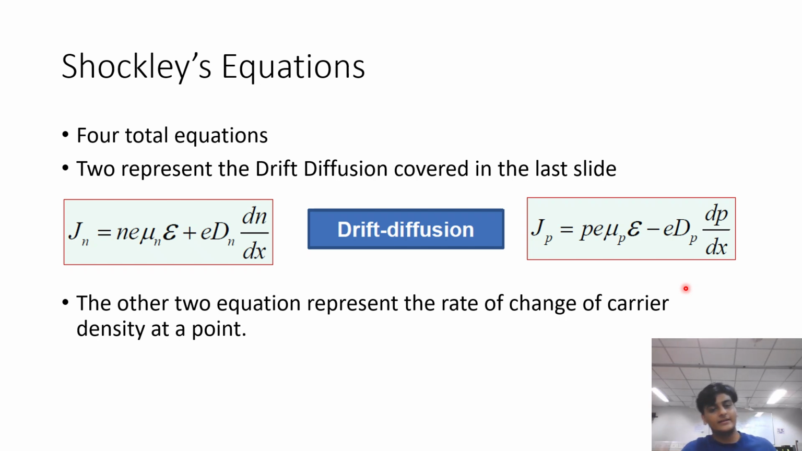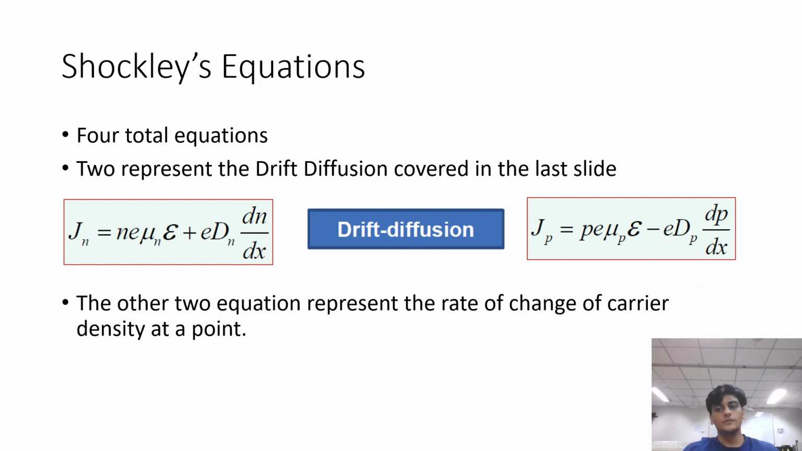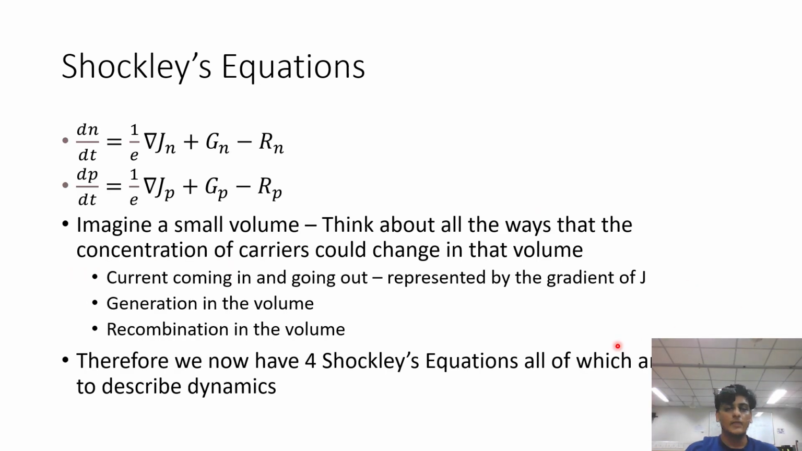And that's basically the first two Shockley equations. And we have to now explore the other two. Then we'll have the complete set of 4 equations that help us describe things. So what do the other two equations represent? They represent the rate of change of carrier density at a point. So let's get into that.